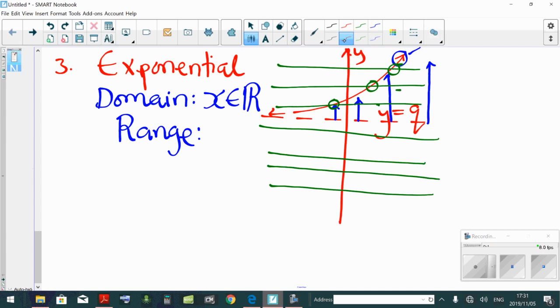Now, our graph is above the asymptote. So our range would be all y values, y element of R. However, it must be the values of y which are greater than q. Take note that I'm not writing greater or equal to, because our graph will never touch the asymptote. It's not defined on the asymptote.